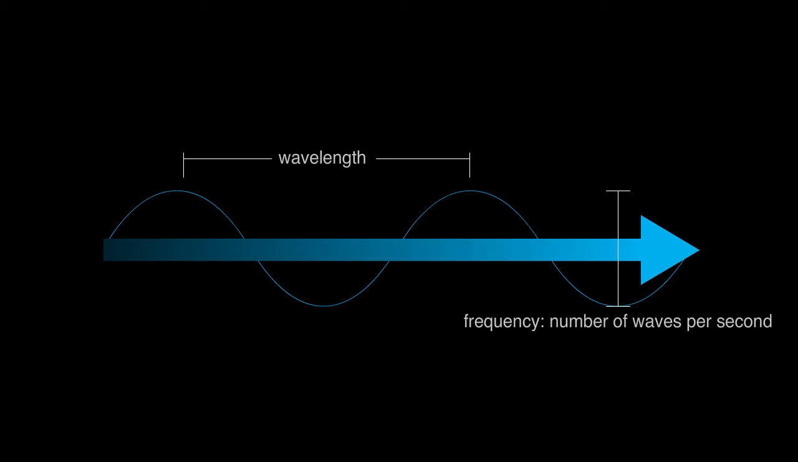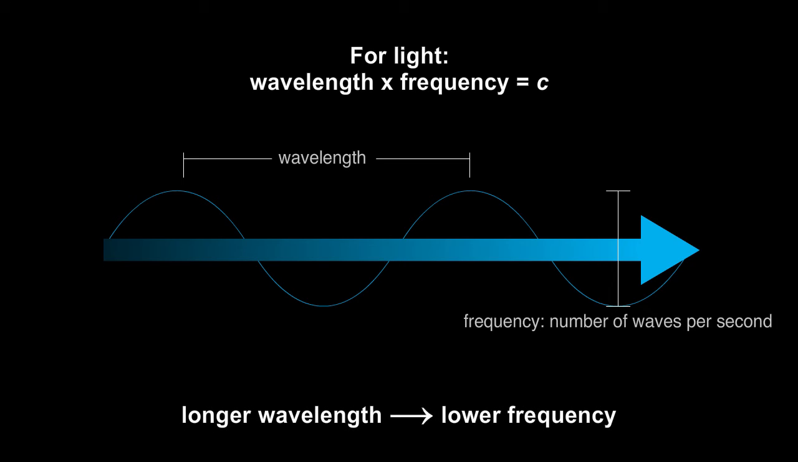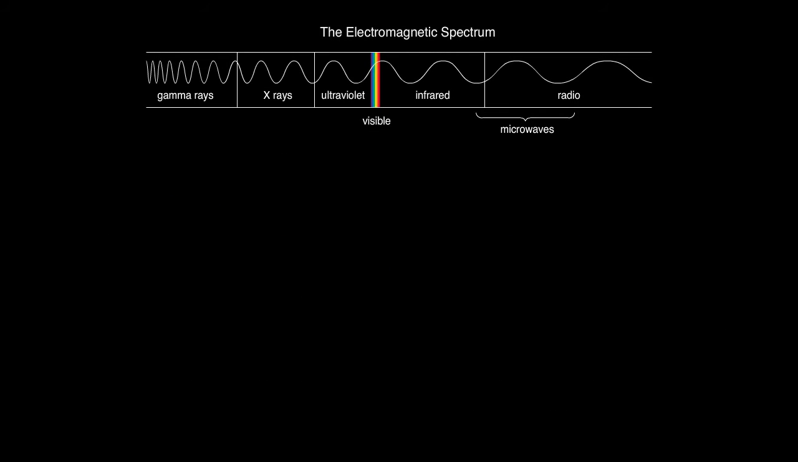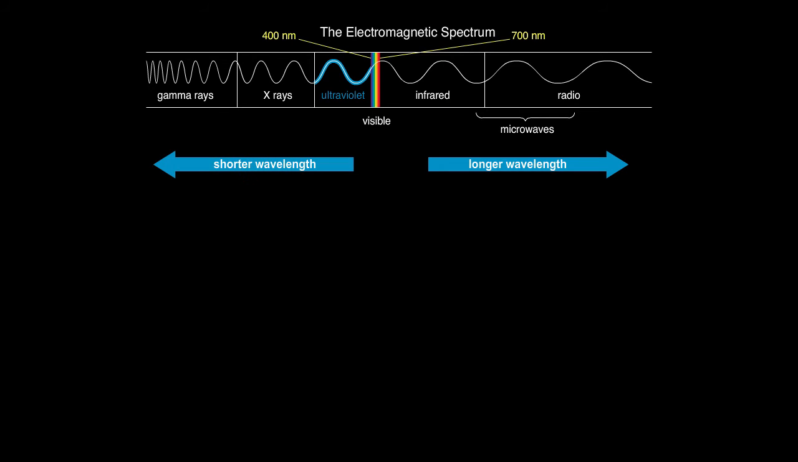This leads to a very important idea for light. Because all forms of light travel at the same speed, light waves with longer wavelength must have a lower frequency, and those with shorter wavelength must have a higher frequency. We'll use this idea as we return to the complete electromagnetic spectrum. Visible light represents wavelengths from about 400 nanometers on the blue end to about 700 nanometers on the red end. As we've discussed, infrared light comes beyond the red end of the rainbow and therefore has longer wavelengths than red light. Ultraviolet lies beyond the blue end and therefore has shorter wavelengths than blue light.